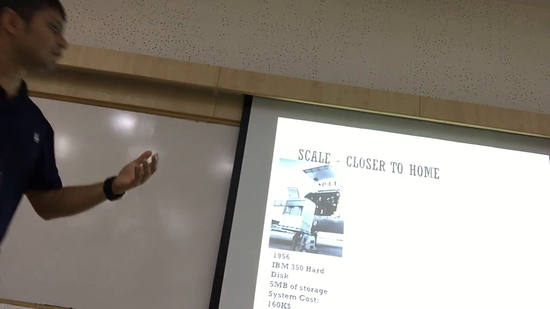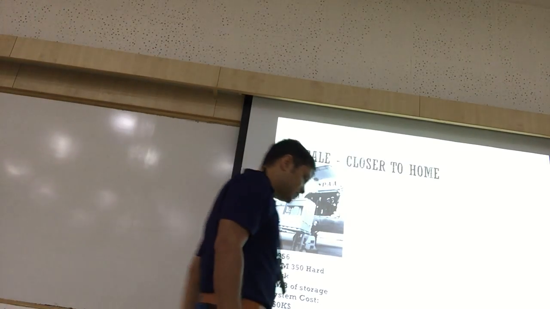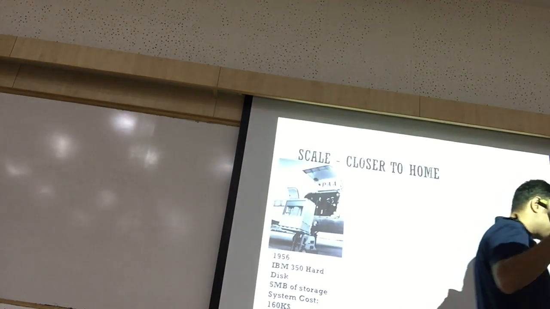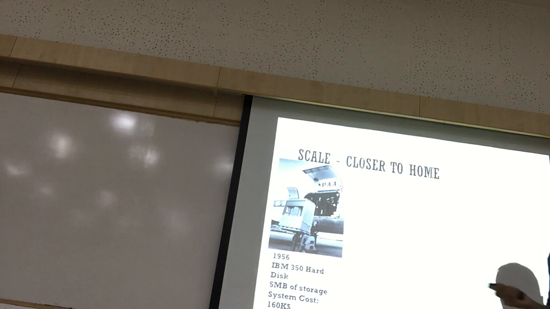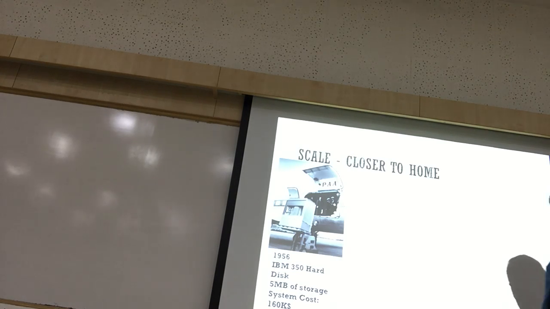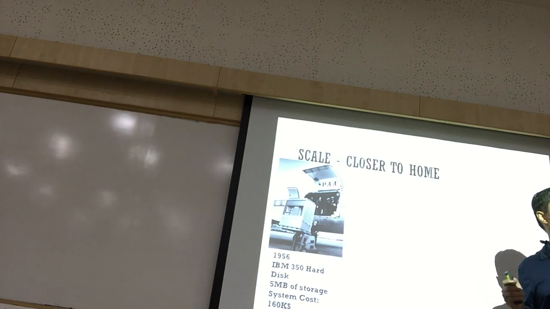I'm sure a lot of you are aware of this. If you go back 60 years, 1956, I'm sure some of you have seen this picture. It's not something new. That was the size of a server back then, huge in size. You need a plane to pretty much carry that server. It's an IBM 350 hard disk, 5 MB of storage. 5 MB? None of us talk of MB these days, right? And the system cost, interestingly, is $160,000.